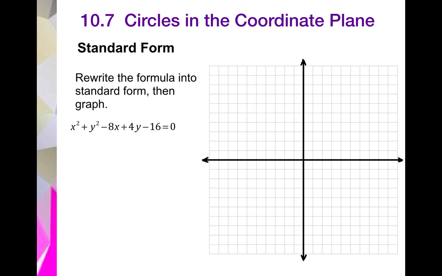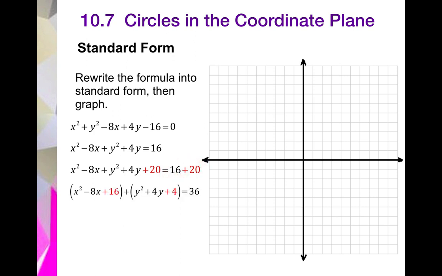Rewrite the formula into standard form. So this is not in standard form, you can see. So what we're going to do is move things around. We're first going to take this, and we have -16, so we're going to add 16 to both sides. When we do that, we lose the -16 on this side, and we add 16 to the other side. And then I'm going to add 20 to each side, 20 here and 20 there.